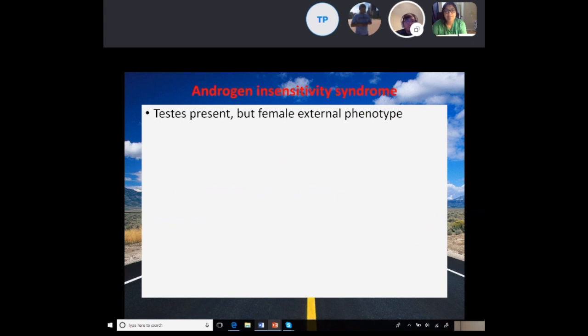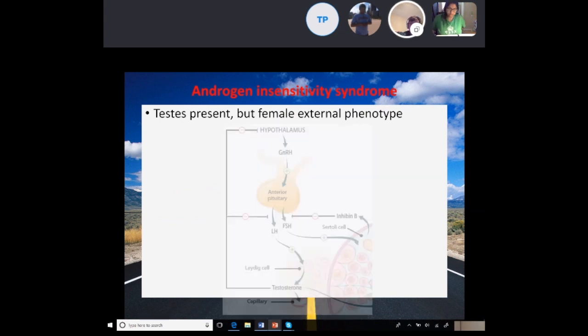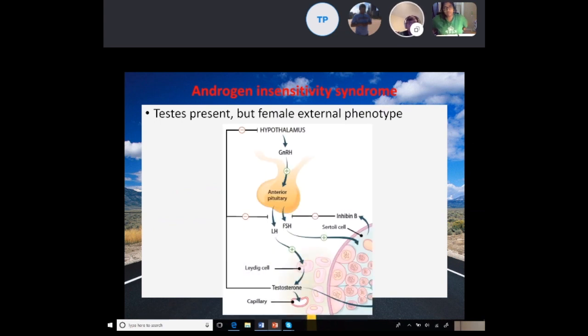Androgen insensitivity syndrome is a board favorite. So, in this one, you have testes present, but female external phenotype. And this is the one that you were talking about, Davia, where the end organ, the testosterone receptors, do not work. So we got testes cranking out LH, cranking out testosterone, but the end organ isn't working. So we're going to have a lot of T just hanging around everywhere.